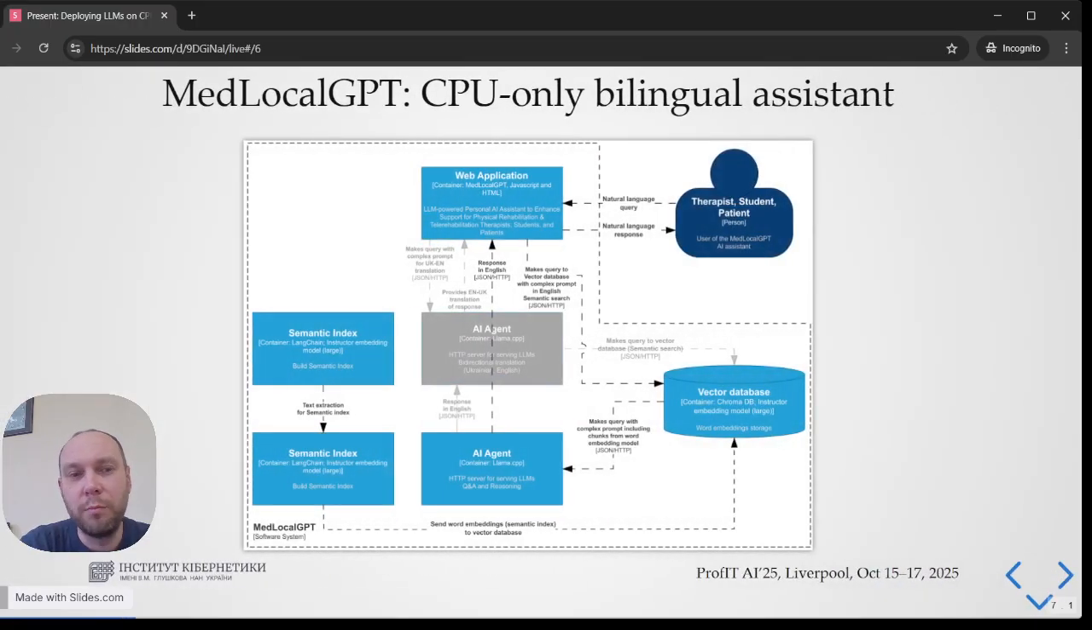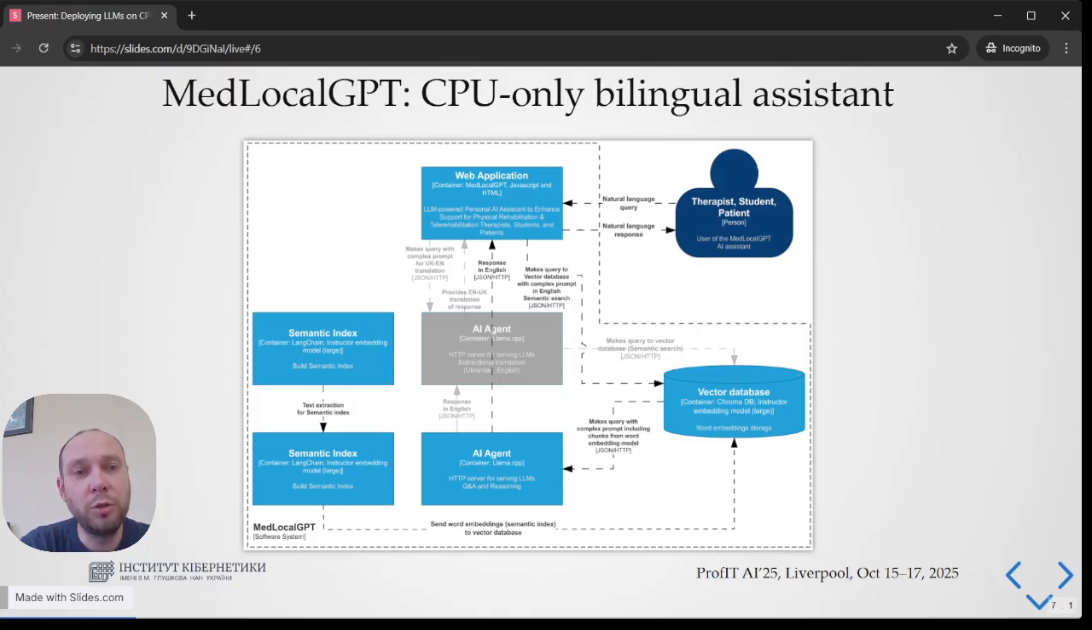So next up we talk about the MedLocalGPT project. Here you can see a simple C4 style block diagram. MedLocalGPT runs entirely on CPU. I composed two small models: Phi-4 Mini for bidirectional English-Ukrainian translation, this is the AI agent for translation, and I use Gemma 3 11 billion for the domain QA AI agent for retrieval augmented generation.